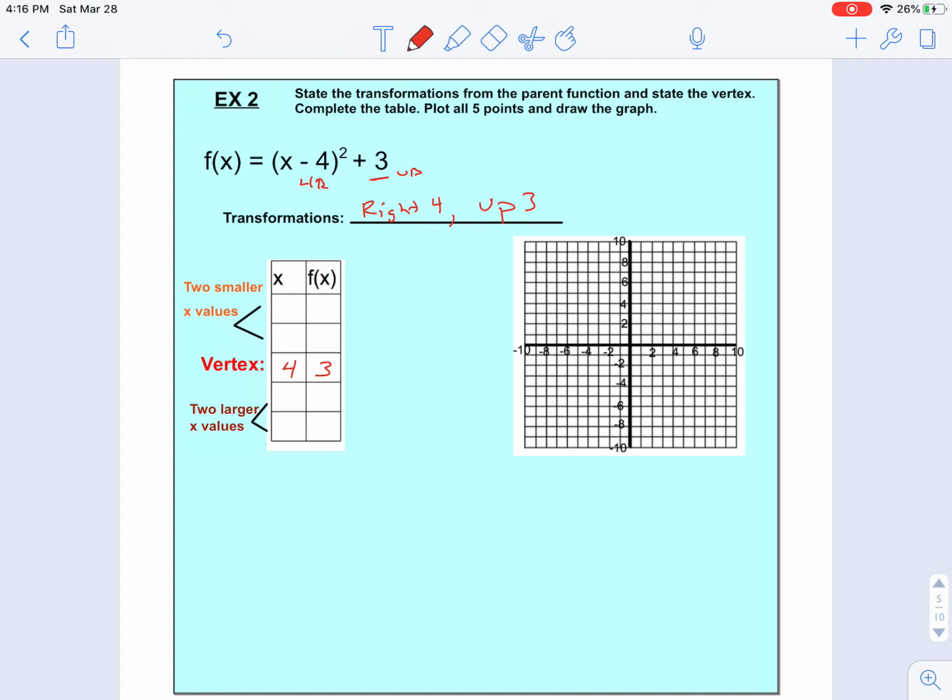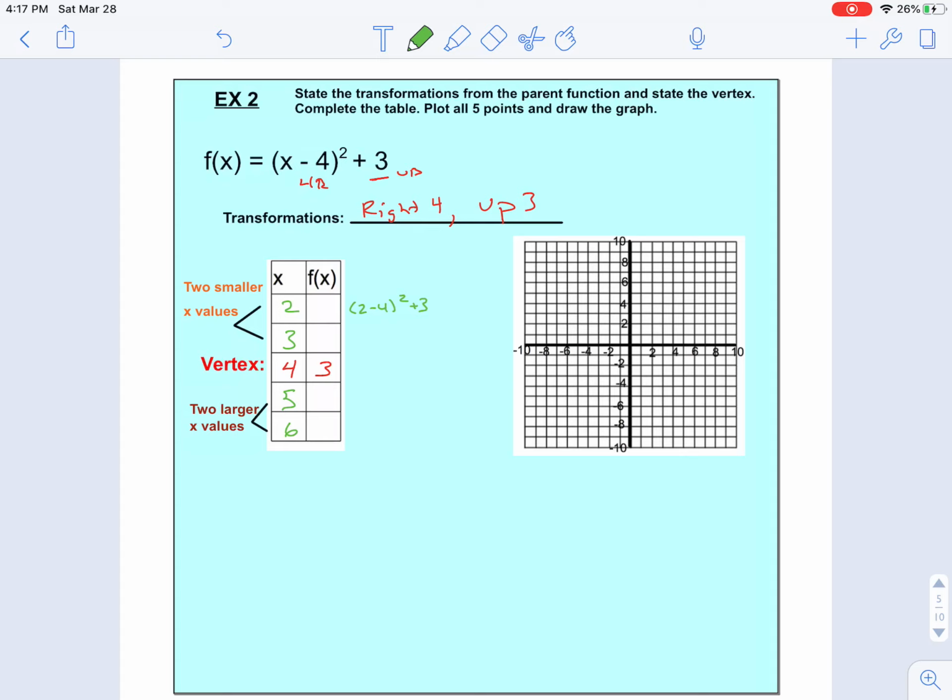So our vertex, well, right 4 means positive 4. Up 3 means 3. All right, so we can take these two things and directly put them right into the vertex. All right, and what did I say for vertex numbers? Just go 3, 2, and 5, 6. Just grab the 2 lower numbers and the 2 higher numbers. And let's start plugging these in.